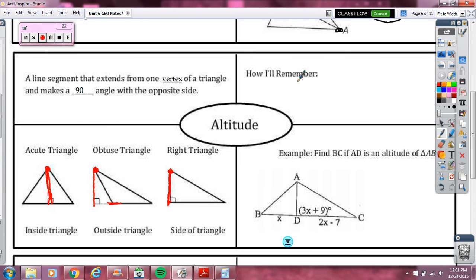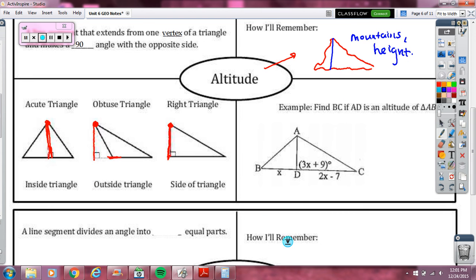Nifty. How I remember this, an altitude, I think about height, like the altitude of a mountain. So when you've got your mountain and you need to measure how tall it is, you don't measure down the side of it. You measure straight down. So I think of mountains and how you measure height to remember what an altitude is.